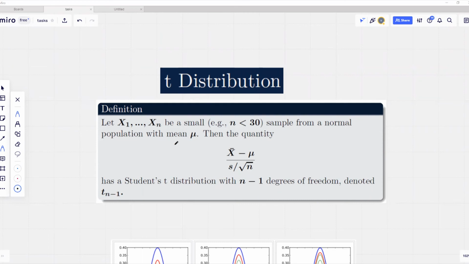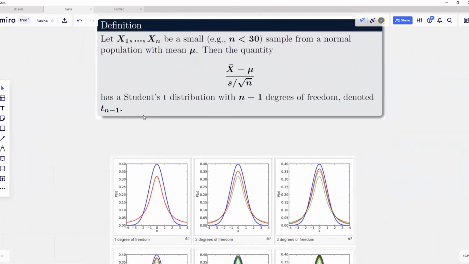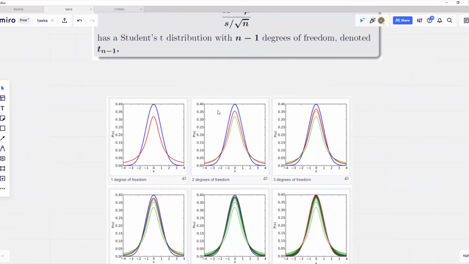And if we have xi's, where n is small, a sample from a normal population with mean mu, then the quantity x bar minus mu over sample standard deviation over root of n follows student t distribution with n minus 1 degrees of freedom. So the student t distribution, in fact, is a family of distributions indexed by degrees of freedom, where degrees of freedom is equal to n minus 1, so sample size minus 1. For each sample size, for each degrees of freedom, you will have a slightly different shape for the PDF.